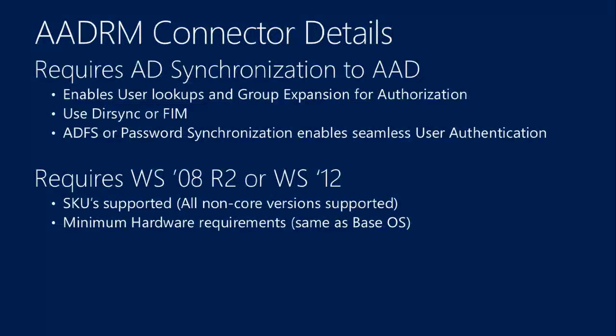All right, so the next part is, it requires AD synchronization to AAD. As I mentioned before, we have to be able to look up the users that we need to give authorization to, and do group expansion, to make sure that if someone's protected something to a distribution group, we have a way to look at the group membership. For this, you can use DirSync or FIM.